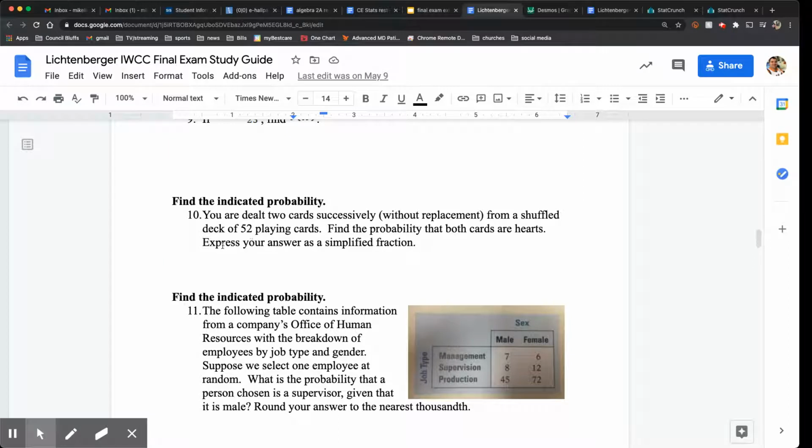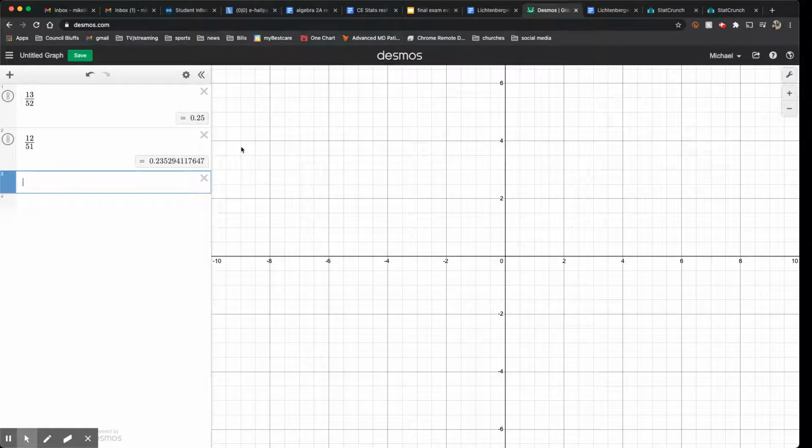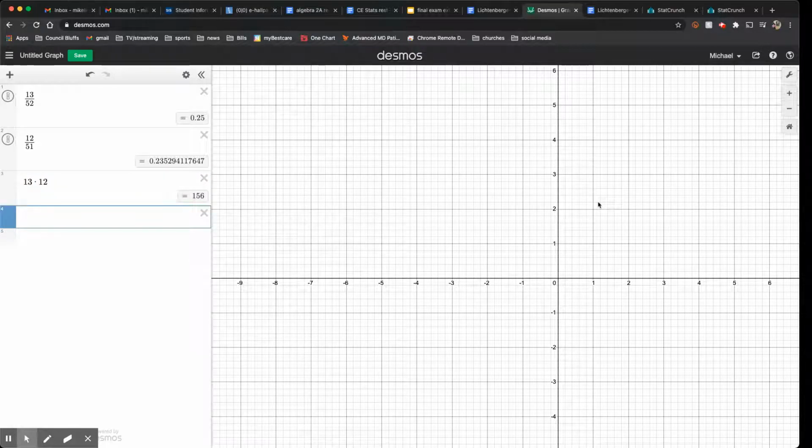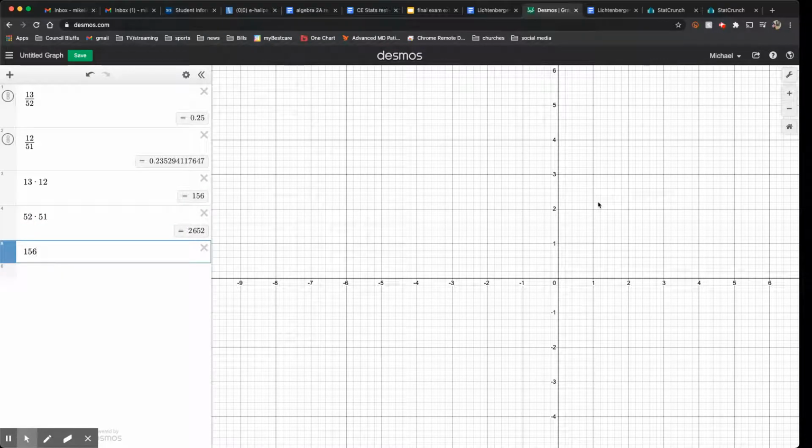Now it says to express your answer as a simplified fraction. So to write the answer as a fraction, we're going to multiply the numerators and multiply the denominators. The 2 numerators are 13 times 12, and the 2 denominators are 52 times 51. So my total probability is 156 out of 2,652. That is not a simplified fraction.